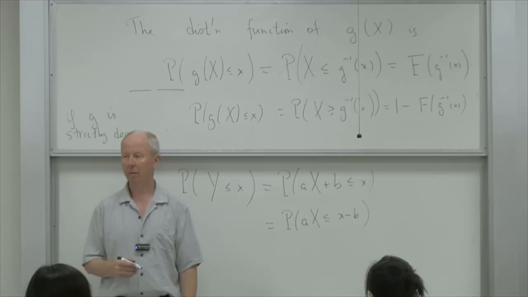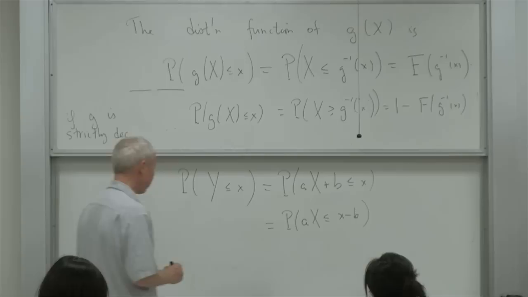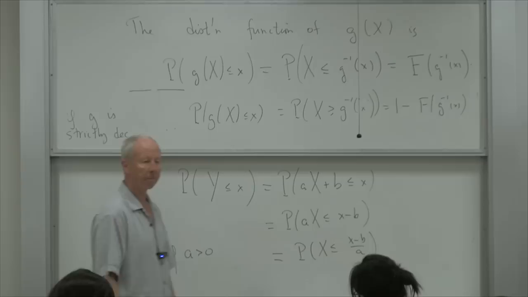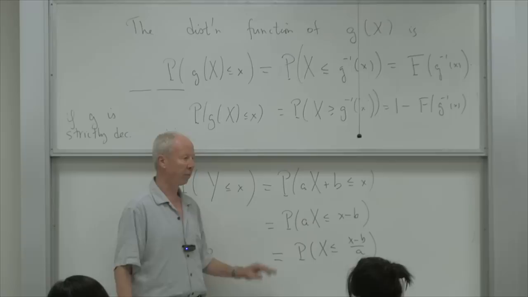Now the next step might require assuming a is either positive or negative. Which do you prefer? Okay, let's take positive. That's a good outlook. Let's say if a is positive, we divide both sides by a. If a was negative, what would happen? We would just reverse the inequality, right? But the point is that this inequality is equivalent to that. So this event and this event are the same. That means the probabilities remain the same. Okay?